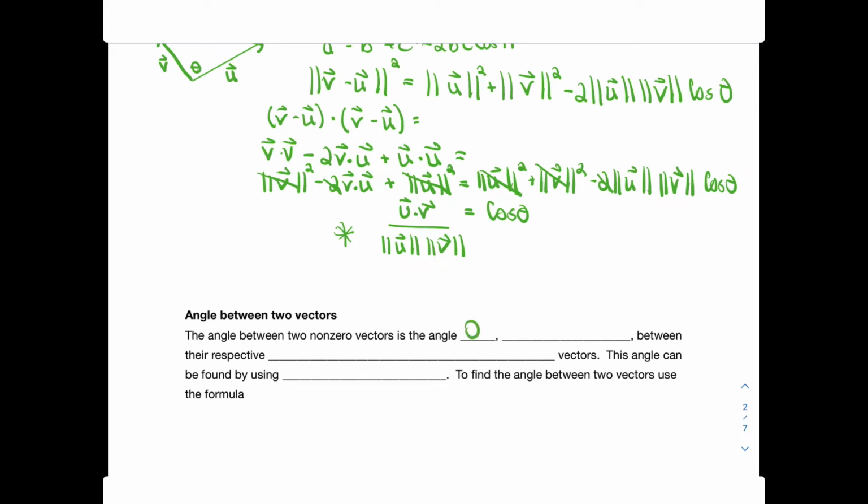So let's officially get this written down. Theta is going to represent the angle between two vectors, and theta has to be between 0 and 180 degrees, or in radians, between 0 and pi. And for their respective standard position vectors, that's what the i's and j's are, this angle can be found by using the following dot products. To find the angle between two vectors, you will simply use the formula: cosine of theta is equal to the dot product of vector u and vector v divided by the magnitude of vector u times the magnitude of vector v.